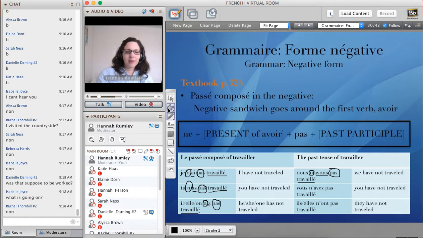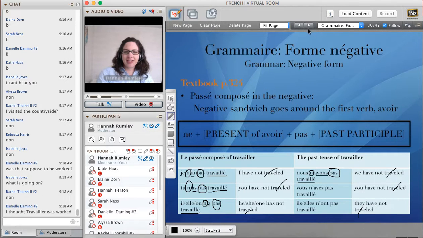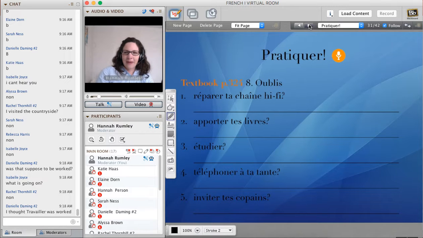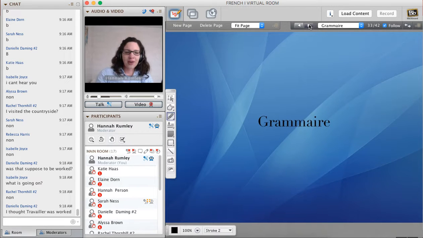Worked. Oh, I wrote traveled. Okay, evidently I was tired when I wrote this. That's funny. Yes, it's supposed to be worked. Good schooling, the French teacher. We'll come back to this if we have time. Okay? So any questions on the passé composé?